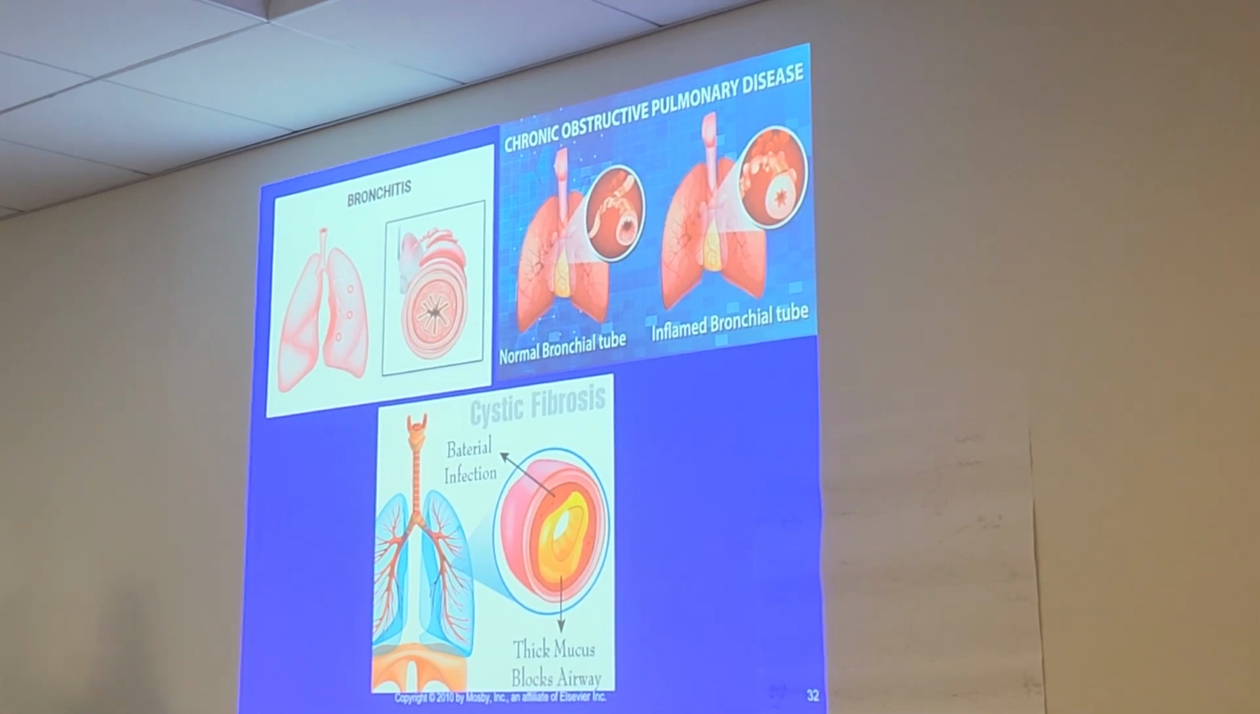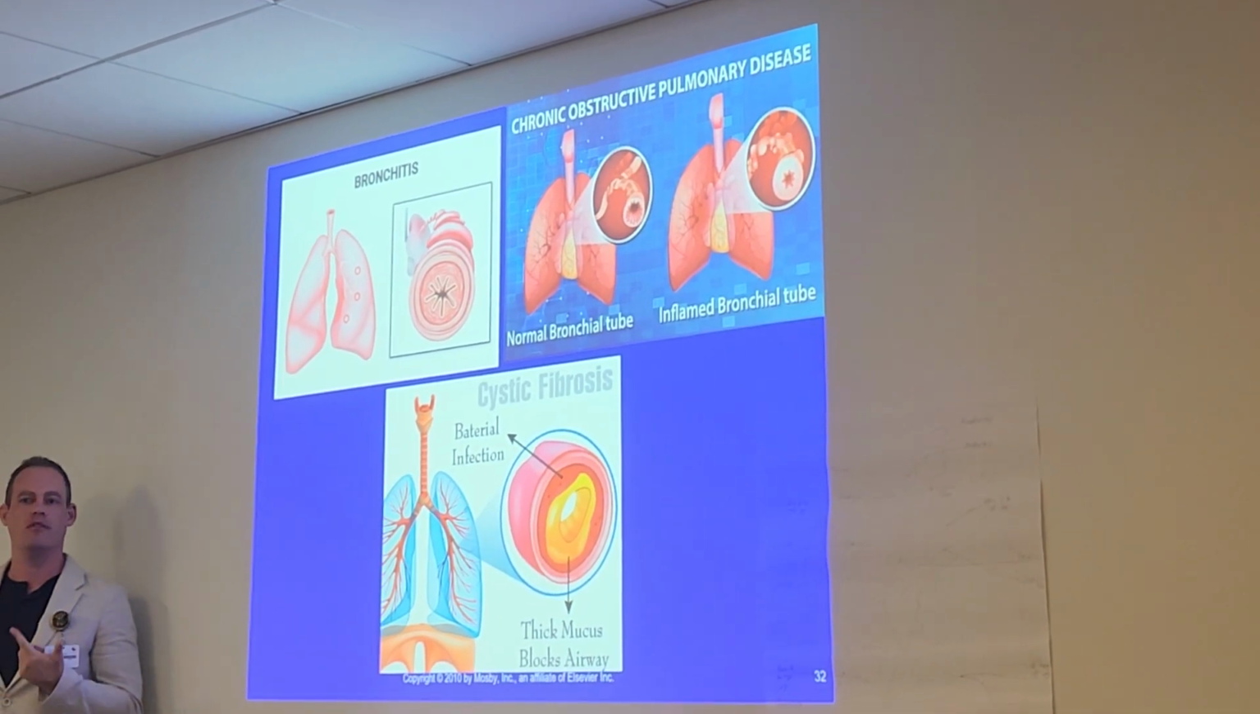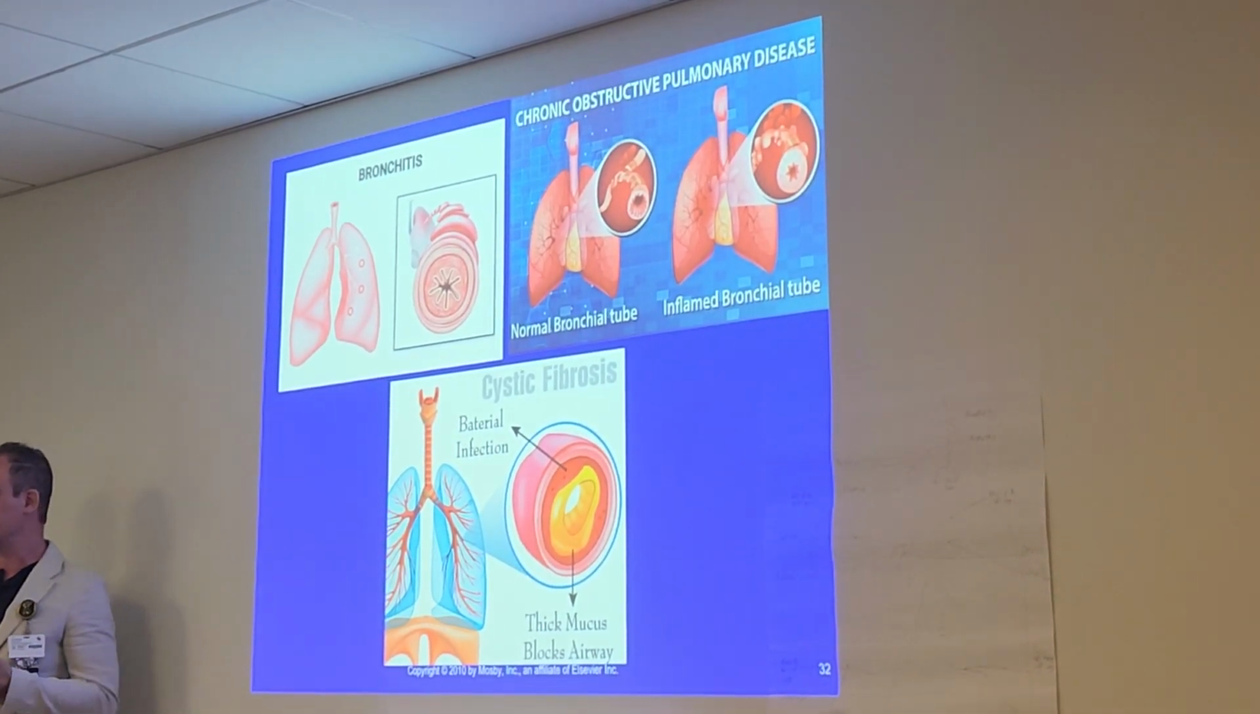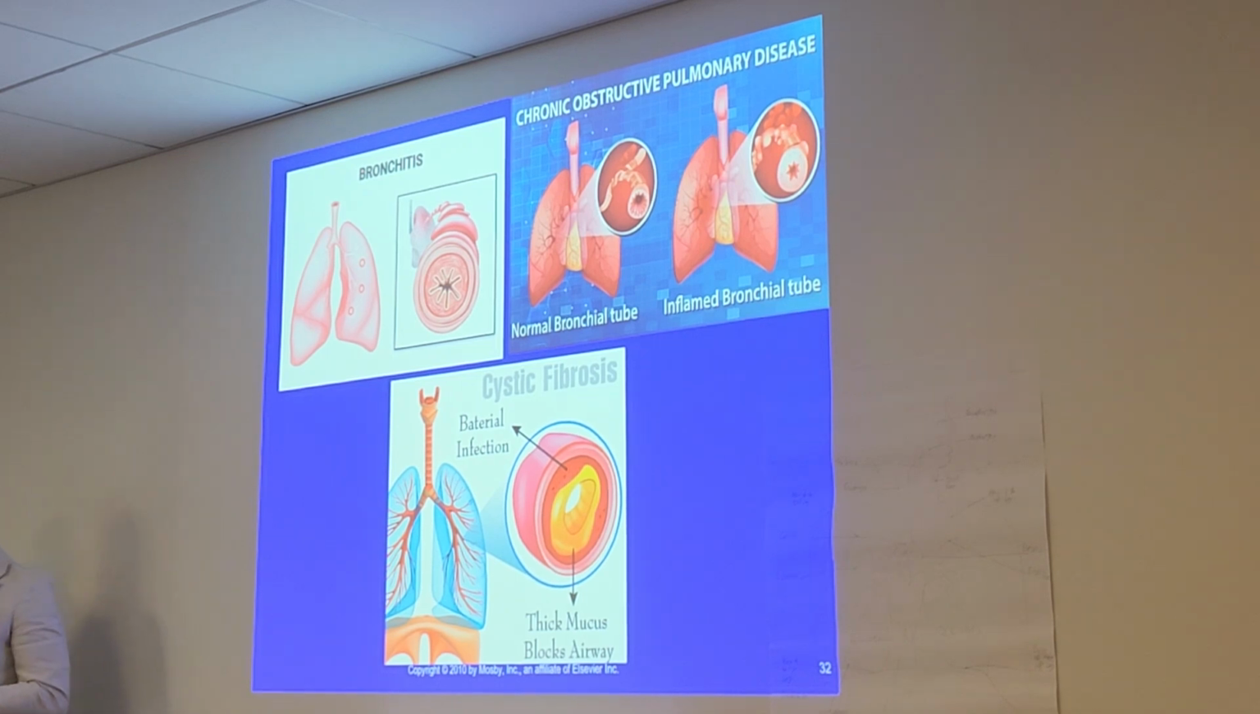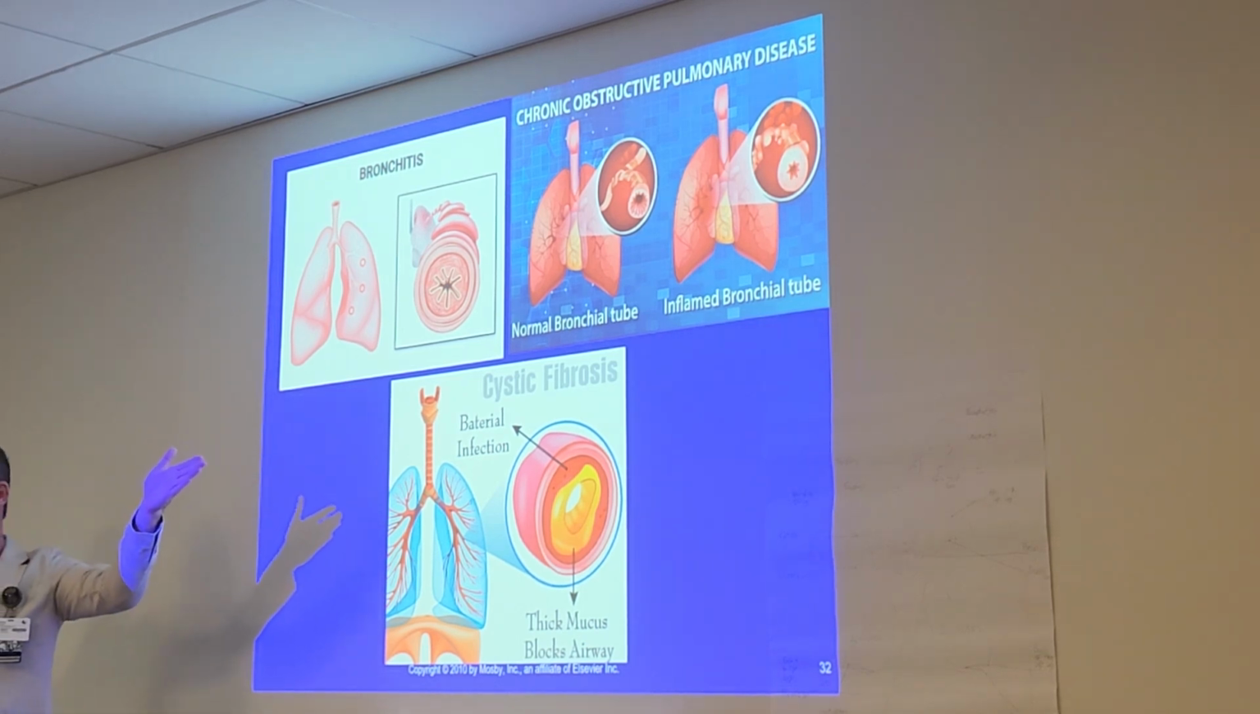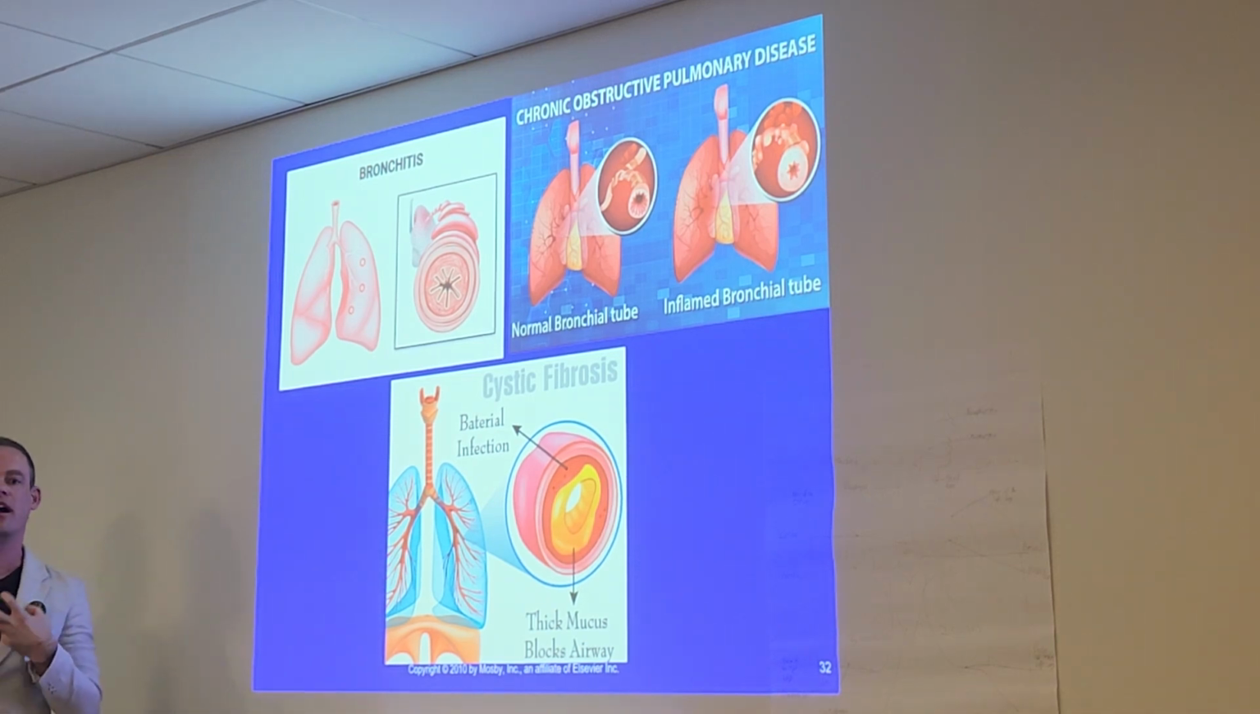That's bronchitis. Now, COPD, we've all heard of that. Very common pathology, chronic obstructive pulmonary disease. Basically, that's an advanced case of bronchitis. So on the left, you see a normal bronchial tube. On the right, you see an inflamed bronchial tube. So COPD and bronchitis overlap a lot, but COPD is a more advanced case of bronchitis, which can be more life-threatening. Does that make sense?